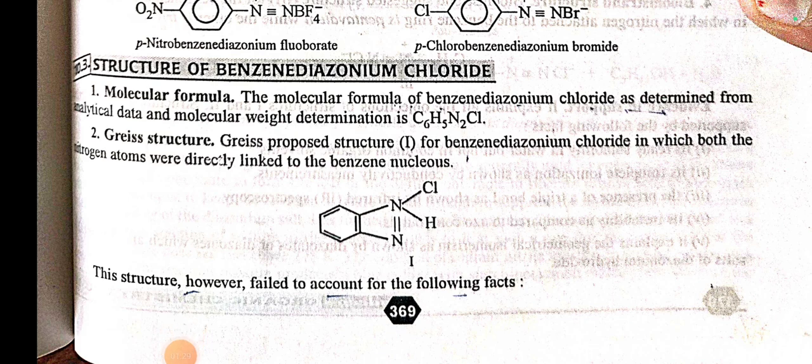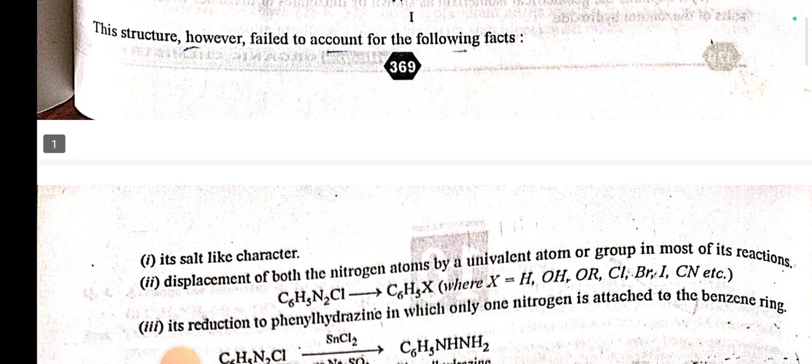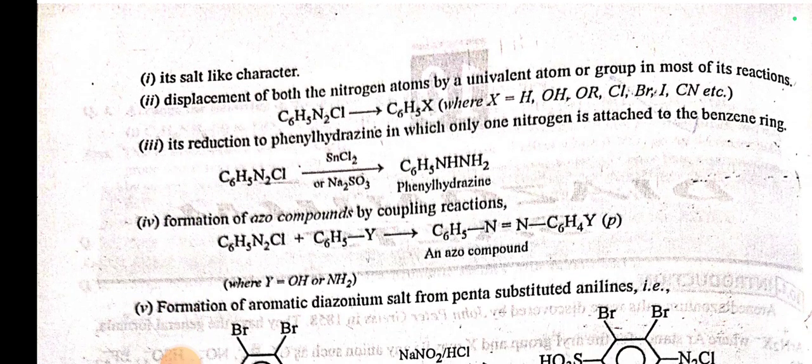Molecular formula. The molecular formula of benzene diazonium chloride, as determined from analytical data and molecular weight determination, is C6H5N2Cl. Griess structure. Griess proposed structure 1 for benzene diazonium chloride, in which both the nitrogen atoms were directly linked to the benzene nucleus. This structure, however, failed to account for the following facts. Number 1. Its salt-like character. Number 2. Displacement of both the nitrogen atoms by a univalent atom or group in most of its reactions.